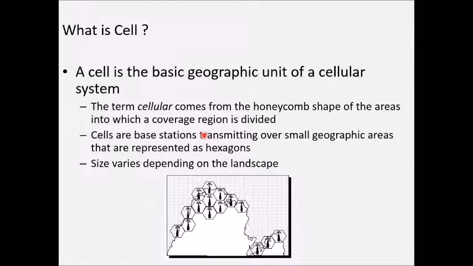Now if you look at GSM, we'll start from the basics. First of all, we will see what a cell structure is. Basically, a cell is the basic geographic unit of a cellular system. The term cellular comes from the honeycomb shape of the areas into which a coverage region is divided. If you have seen, the honeycomb shape is hexagonal. Cells are base stations transmitting over small geographic areas that are represented as a hexagon. In this picture, you can see these are the cell structures.